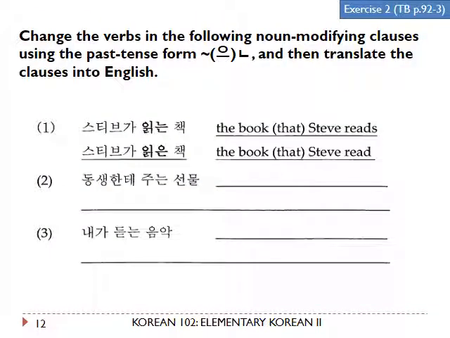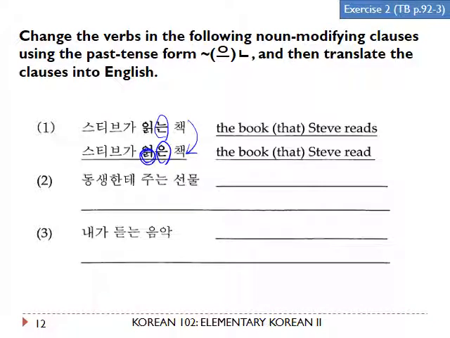자, 그럼 우리 같이 간단히, briefly 연습해요. Change the verbs in the following noun modifying clauses using the past tense form 은 or 니은, and then translate the clauses into English. As in example 1, 스티브가 읽는 책. And it means the book that Steve reads. Why? Because of 는, right? 는 is a noun modifying suffix that represents a present or ongoing event, right? And change this into the past tense form. The answer is 스티브가 읽은 책, right? Okay.